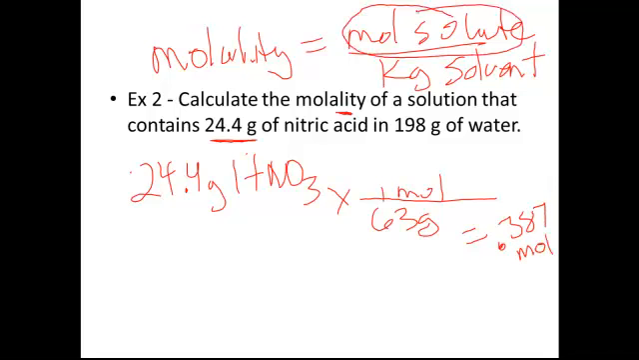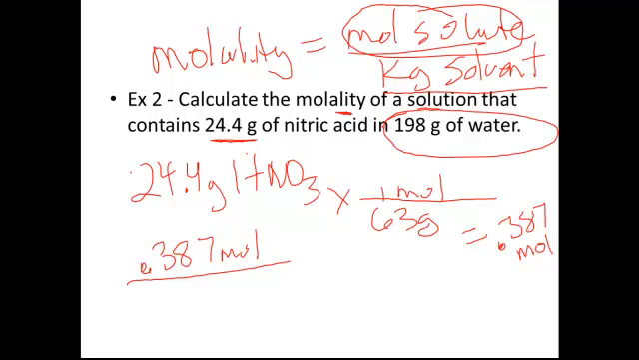So that is my moles of my solute. So I'm going to put 0.387 moles on the top. And then on the bottom, I need my kilograms of my solvent. Here's my grams of my solvent. Remember, water is the solvent. But to convert from grams to kilograms, I need to move the decimal point 3 spaces to the left. So it's 0.198 kilograms. Then I just take my 0.387, I divide it by 0.198, and I get a molality of 1.96 little m.